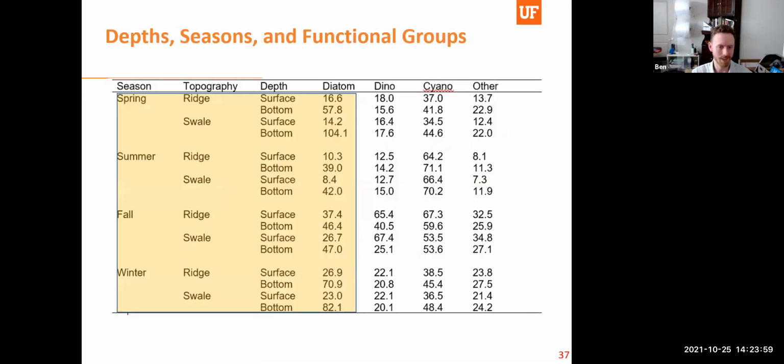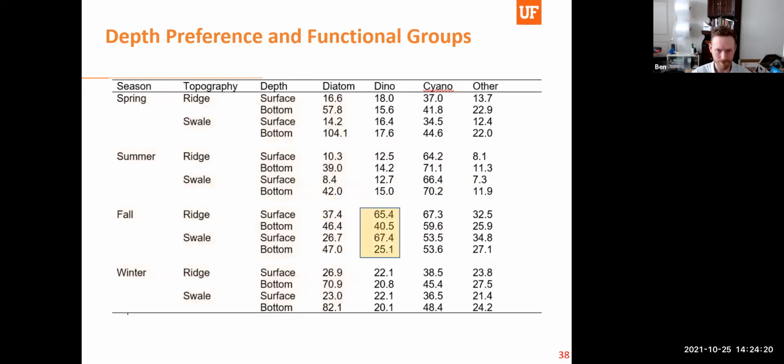Putting it all together, and this is the large table, I won't try to press too much, but diatoms in the spring showed much higher biomass. Spring and winter showed much higher biomass in the bottom region, and they dominated these two periods. Dinoflagellates actually did not show a surface preference for any of the seasons when added in with season. That surface preference was only seen in the fall in great numbers.